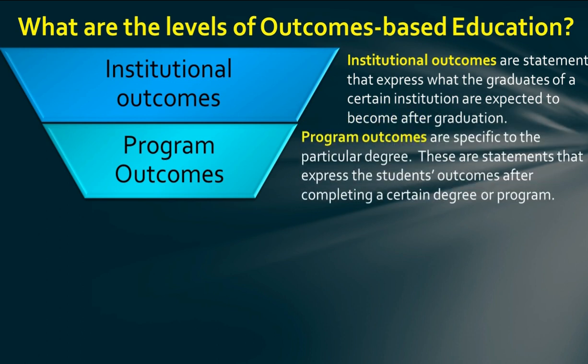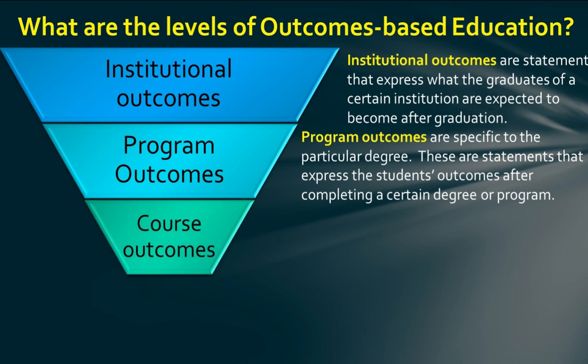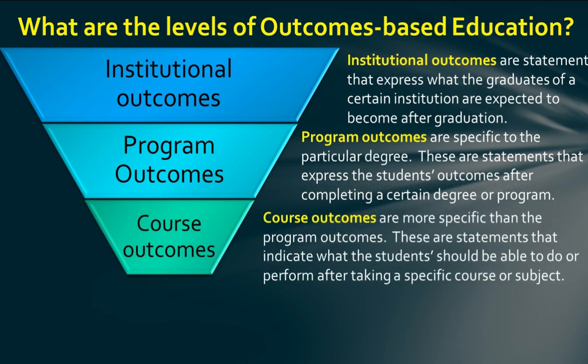These program outcomes are specific to the particular degree. For example, program outcomes for education, for agriculture students, for engineering students, for HM students. These are statements that express the students' outcomes after completing a certain degree or program. From these program outcomes, we tailor our course outcomes. So what are course outcomes? Course outcomes are somewhat more specific than the program outcomes. These are statements that indicate what students should be able to do or perform after taking a specific course or subject. So within a program, take note, there are courses or subjects. Course outcomes are outcomes based on the subject.